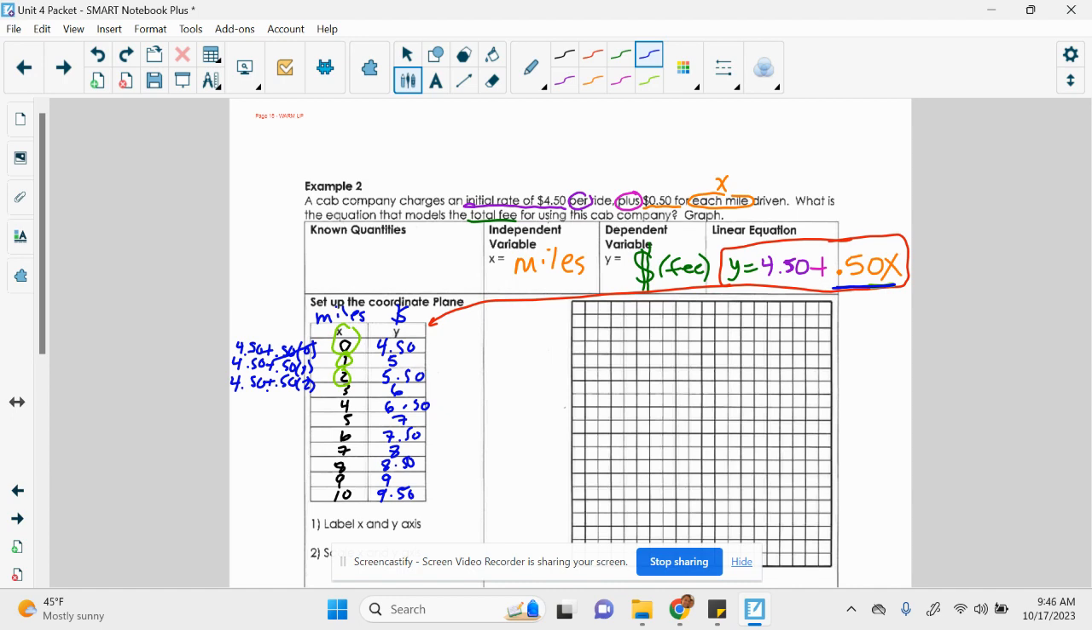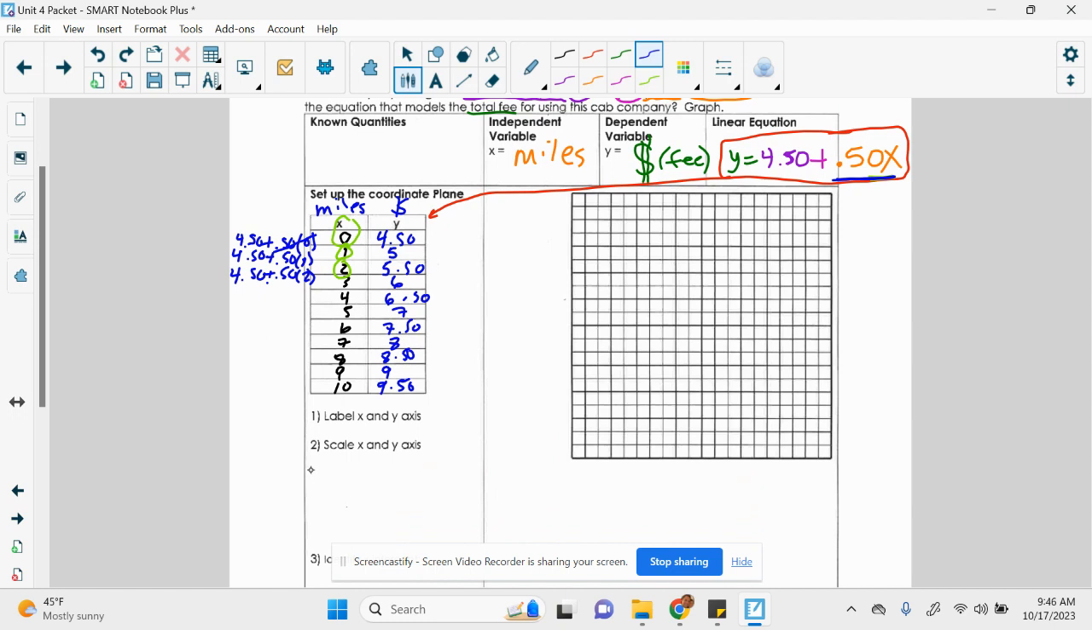Now, before we graph, we need to make sure we do these two things: label X and Y, and scale X and Y. The labeling should be easy, because if you address the independent and dependent variables, or you write them here, you're literally going to write them down here. So we have miles as our X, and money is our Y.